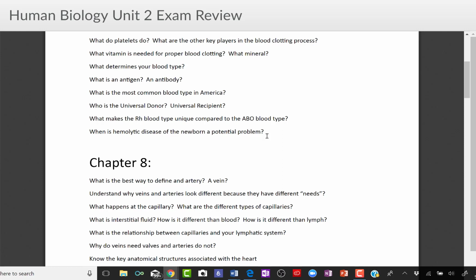That's why they use that drug RhoGAM to desensitize the immune system. Or in this situation, during the second pregnancy, mom's immune system would attack and destroy the baby's blood. And that's why it's called hemolytic disease of the newborn.